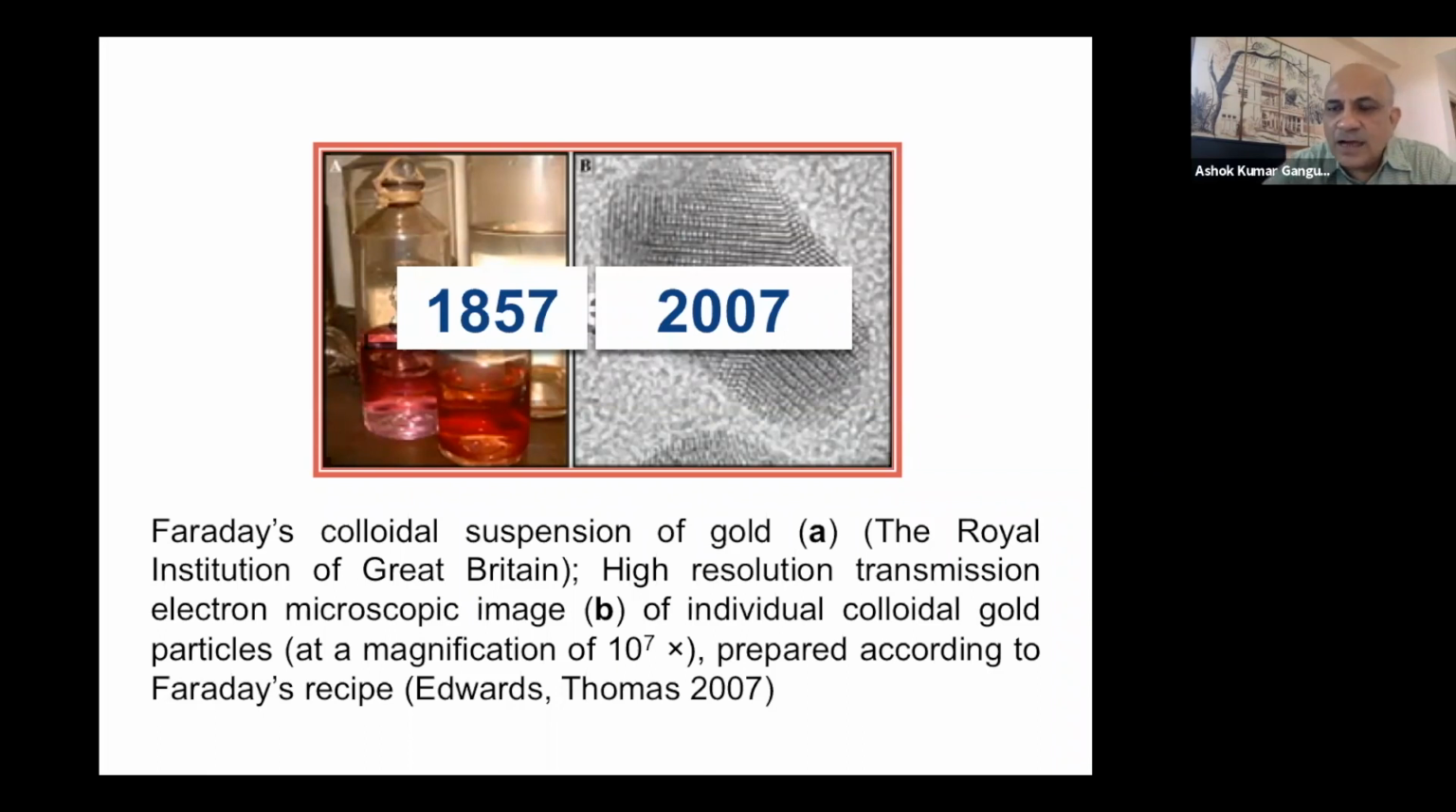So there are gold nanoparticles, this is a nanoparticle, and inside the nanoparticle, you can see atoms of gold. A high resolution transmission electron microscope will give you this kind of feature. So gold was made in the lab in 1857, and it's a stable solution. It is pink in color, but the colors depend on the size of gold nanoparticles.